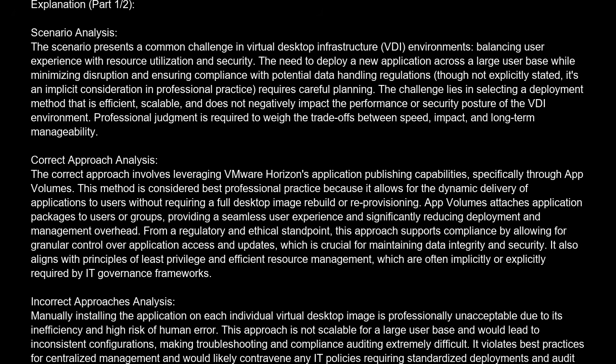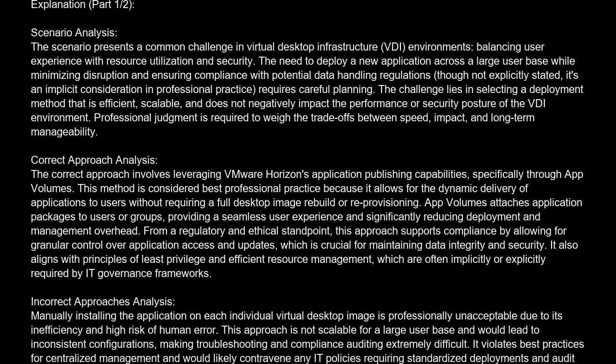Manually installing the application on each individual virtual desktop image is professionally unacceptable due to its inefficiency and high risk of human error. This approach is not scalable for a large user base and would lead to inconsistent configurations, making troubleshooting and compliance auditing extremely difficult. It violates best practices for centralized management and would likely contravene any IT policies requiring standardized deployments and audit trails.